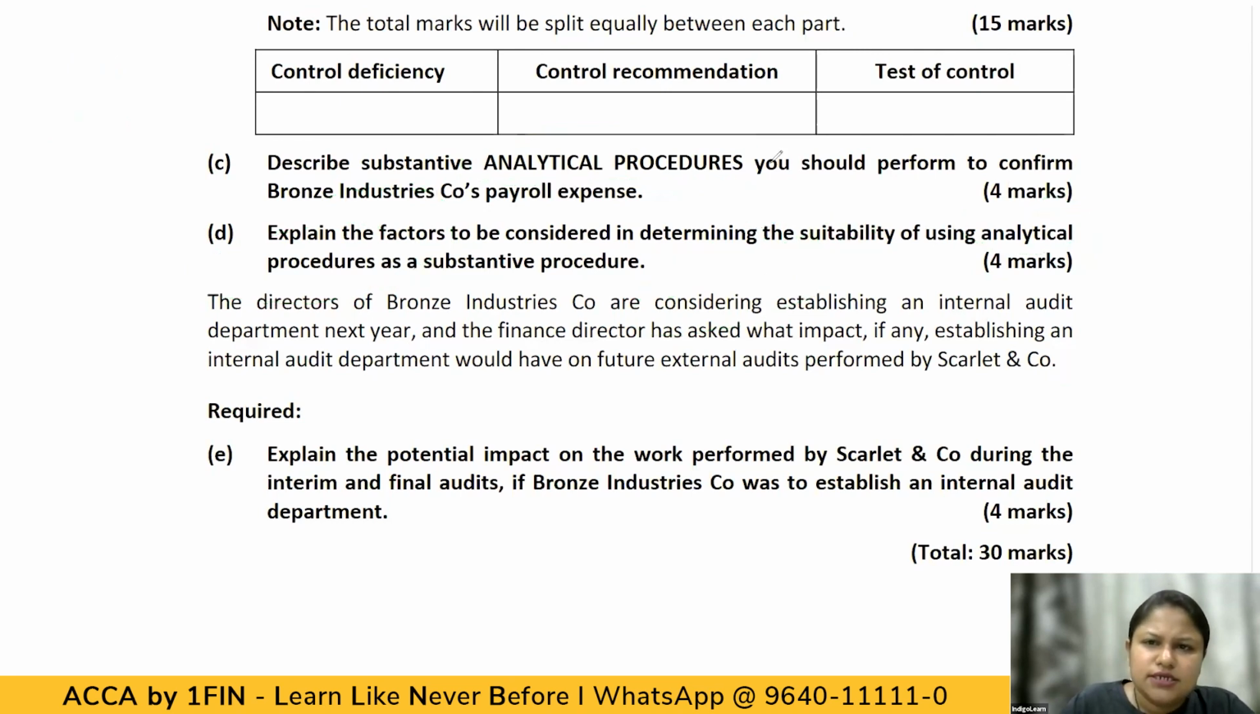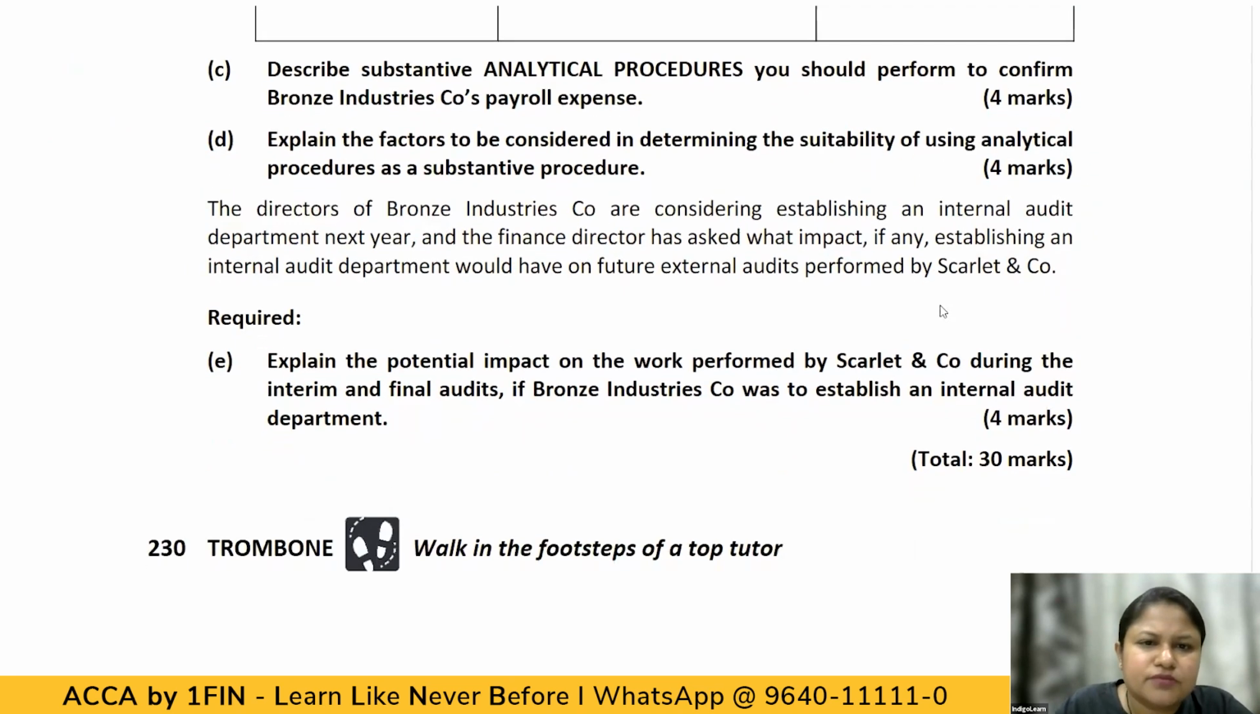Then they again further extend the question. The directors of Bronze Industries Company are considering establishing an internal audit department next year, and the finance director has asked what impact, if any, establishing an internal audit department will have on the future external audit performed by Scarlet. Okay, let them have internal audit department. Obviously, internal controls will be regularly checked. And obviously that will be more as a part of the management appraisal process. But how does it help the external audits?